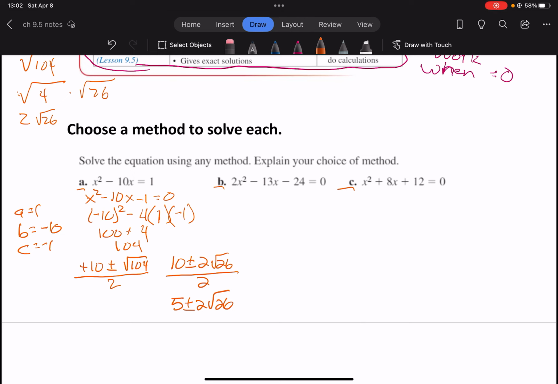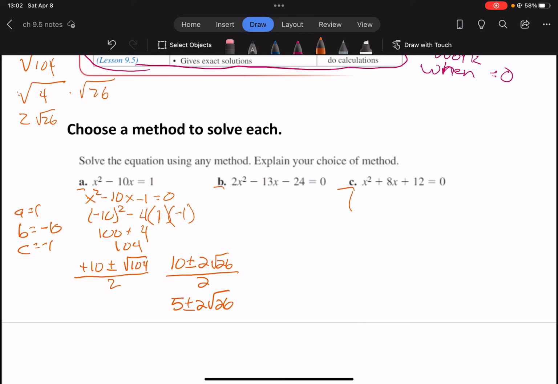But on C, I'm going to skip B and go to C. I'll let you work B by quadratic formula on your own. But C, I'll show you can do it by factoring, but you can also do it by quadratic formula. I'm not going to move into that one.